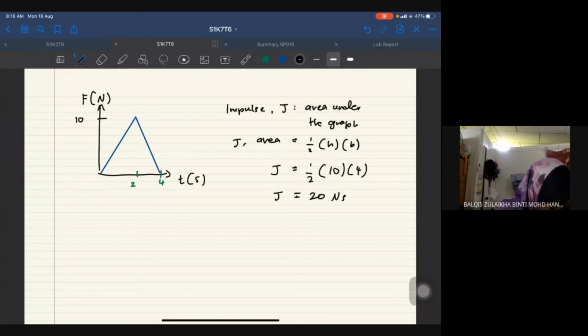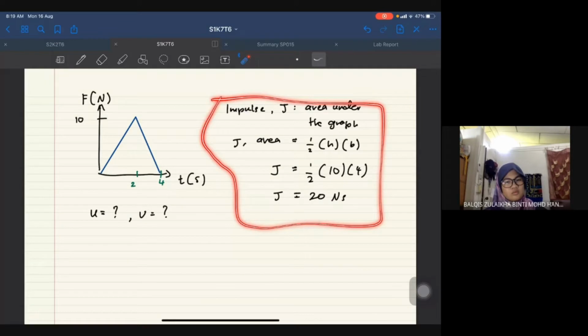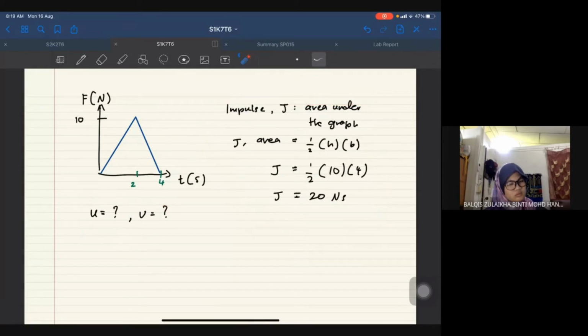Contohnya they give a situation lah. Macam cerita tadi tu yang macam ball tu kan. And then they give you the initial velocity, final velocity, and then they give you a mass, and then they want you to find this force. So dia terbalik sedikit. So they give you this information so that you can find the J, and then you can relate with this equation so that you can find the force. Maybe kamu tak nampak lagi, nanti kalau kamu dah dapat soalan kamu nampak kot. And even for this kind of question, maybe they will ask you to find the u and v. Okay.